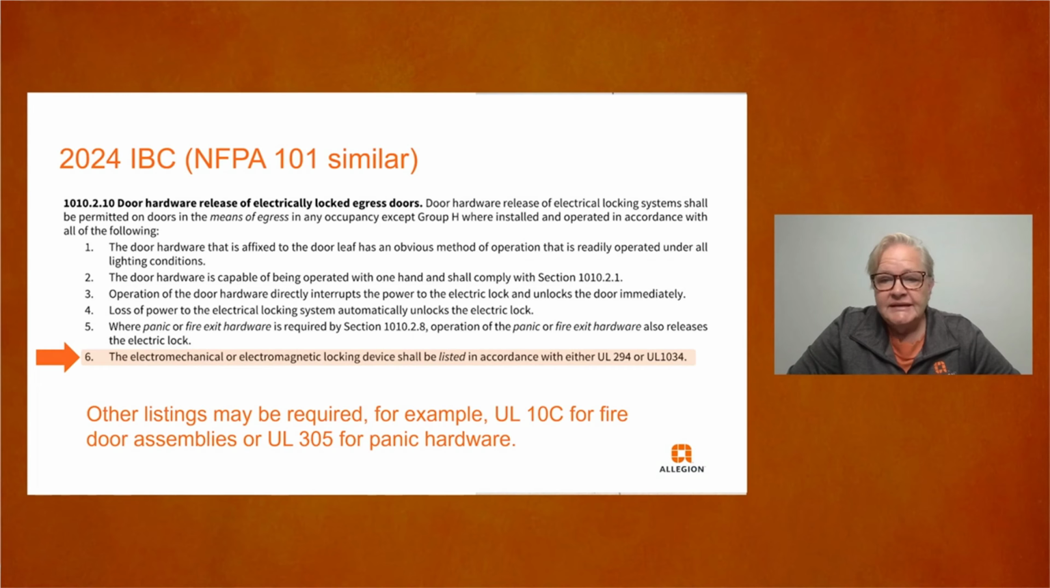There might be other listings that are required. If the door is a swinging fire door assembly, then the components of the assembly are going to be listed to UL 10C as well. If the door is serving an area that requires panic hardware, the hardware is going to have to be listed to UL 305. So there might be some other listings as well.